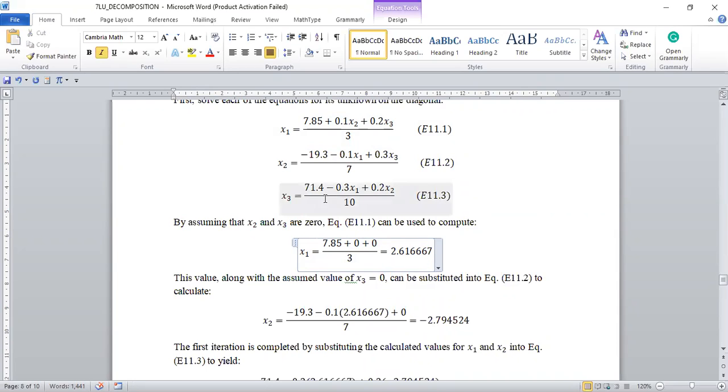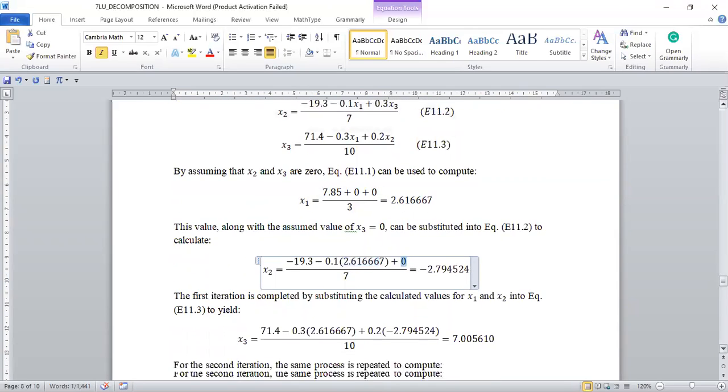Then after that, you solve for x2 using this equation. So we know x1 as 2.616, which we are going to put here. But we don't know x3 yet, so we just put 0. Then we'll solve for x2.